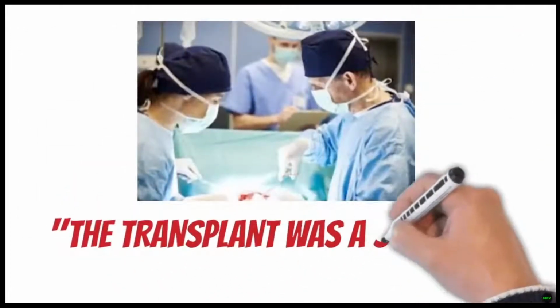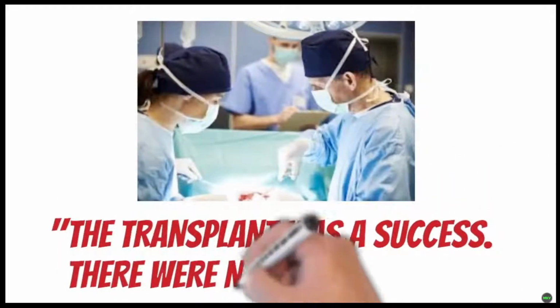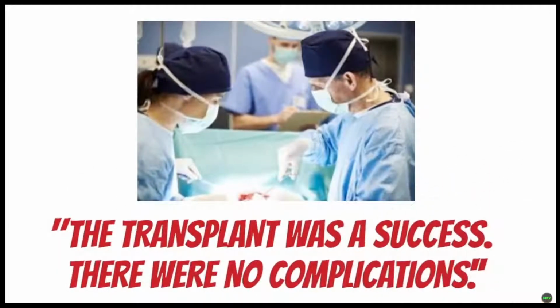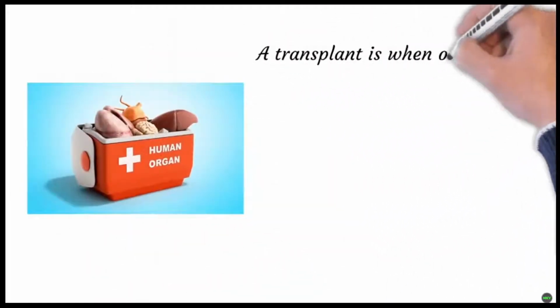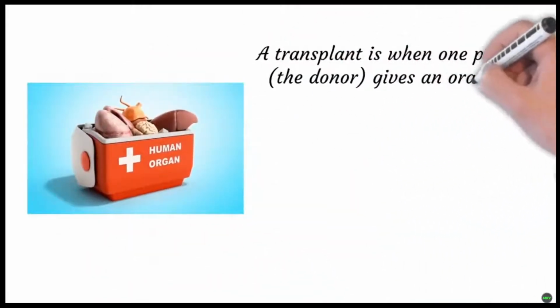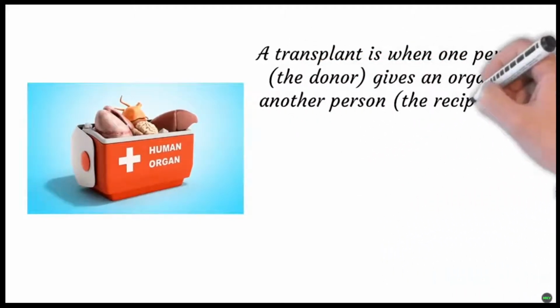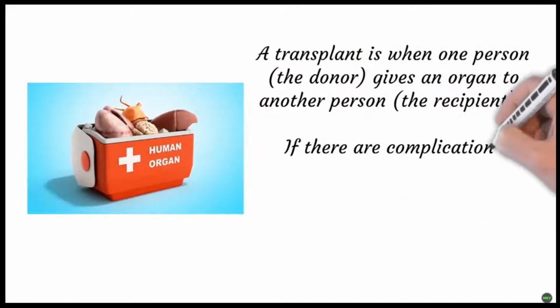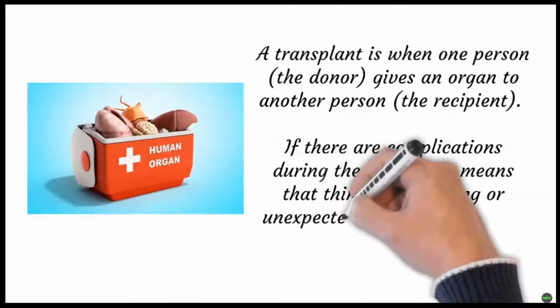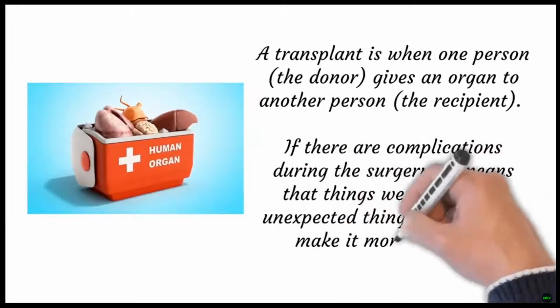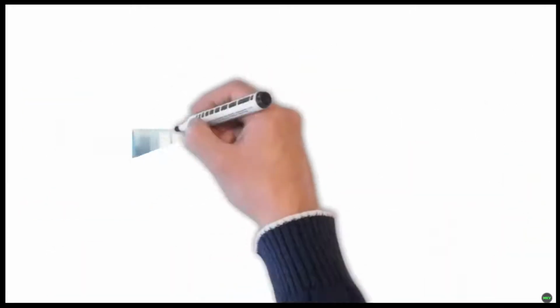The transplant was a success. There were no complications. A transplant is when one person, the donor, gives an organ to another person, the recipient. If there are complications during surgery, it means that things went wrong or unexpected things happened to make it more difficult.